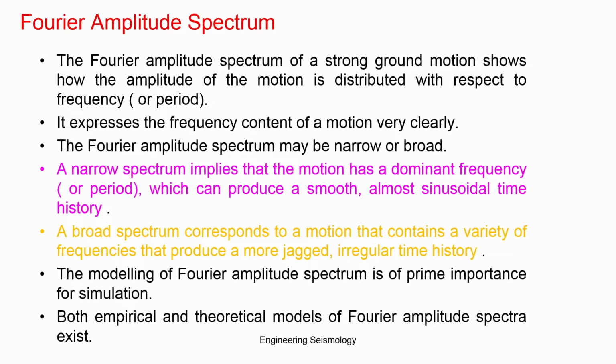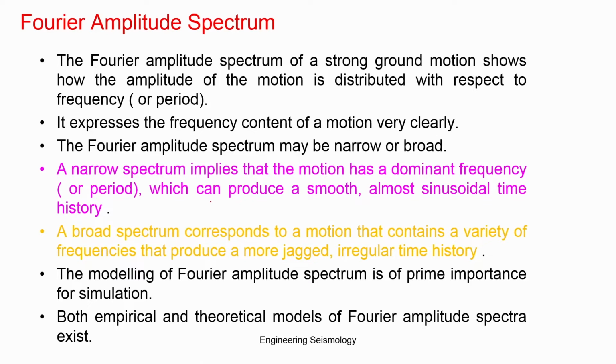So, this is the typical acceleration history of the data which you use to get this Fourier spectrum. The Fourier amplitude spectrum of strong ground motion shows how the amplitude of the motion is distributed with respect to the range of frequency, and period is expressed as the frequency content of a motion very clearly. Fourier amplitude spectrum may be narrow or broad. The narrow spectrum implies that the motion has a dominant frequency or short period, which can produce smooth and almost sinusoidal time histories.